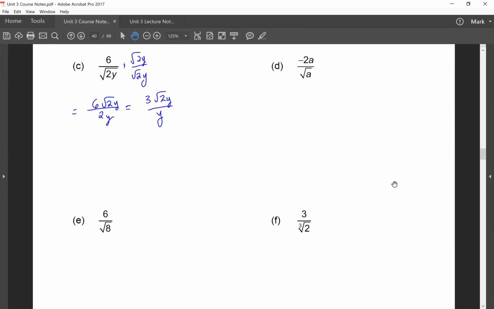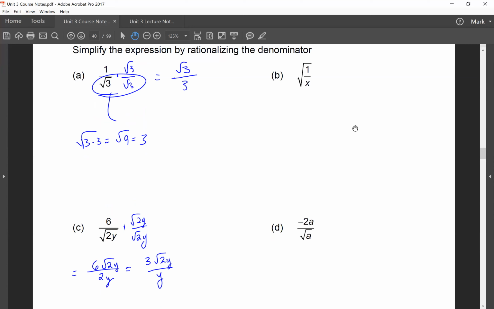So how about you guys get warmed up and try B and D. So try these two. These will be good warm-ups, and then we'll look at some harder ones.